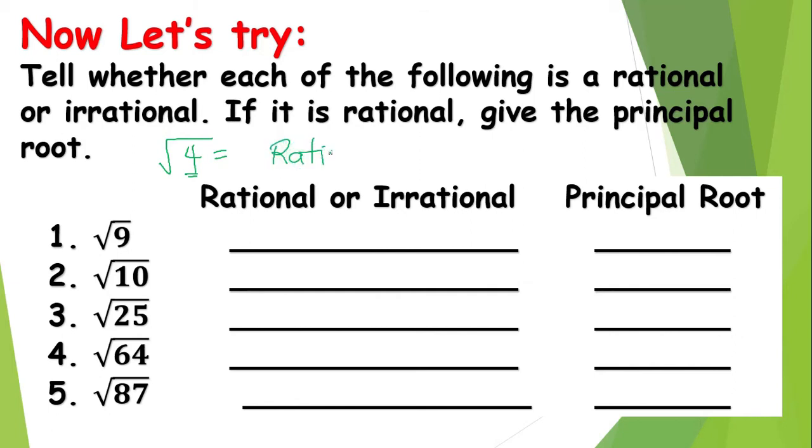So sabi sa instruction, kapag rational, ilalagay natin yung mismong principal root. Kung siya ay irrational, wala na tayong ilalagay. So dahil siya ay rational, ang sagot natin sa principal root ay 2. Dahil square root of 4 ay equal sa 2. Naintindihan ba? Okay, so you may now start. You can pause the video and play it again kapag ready na kayong mag-check.